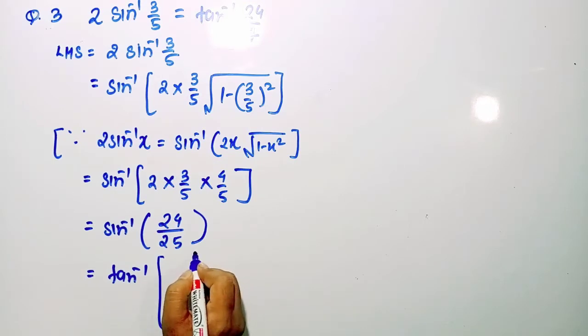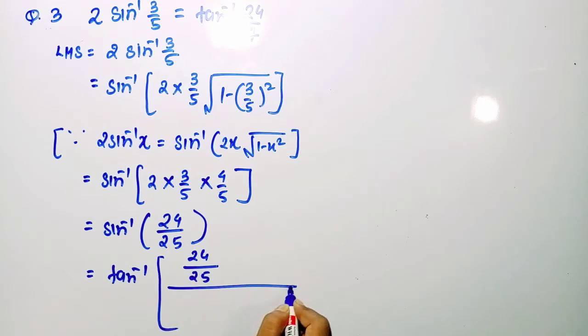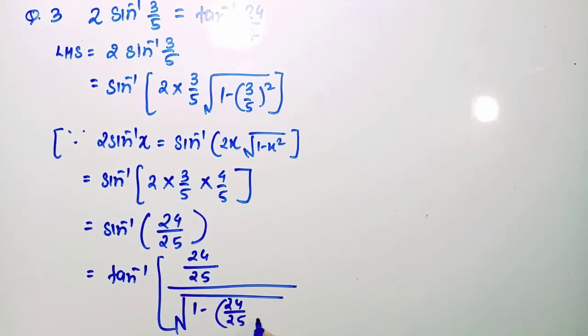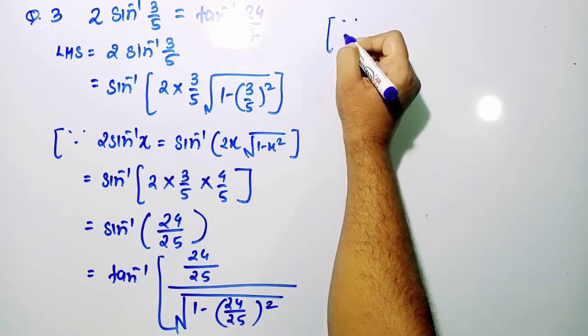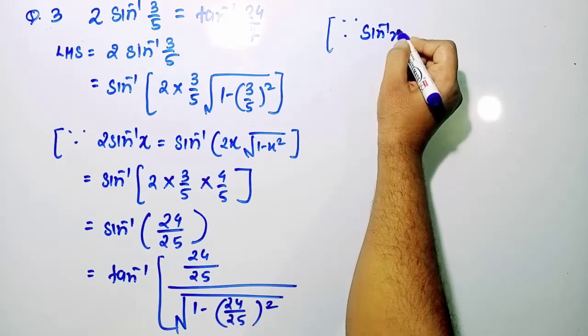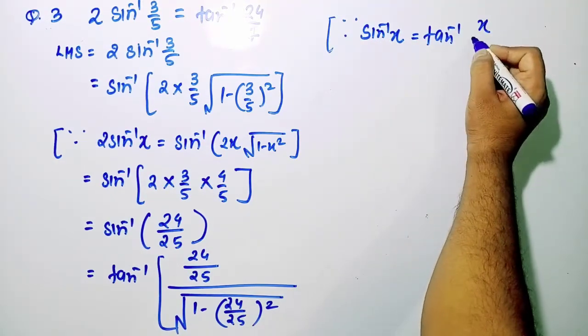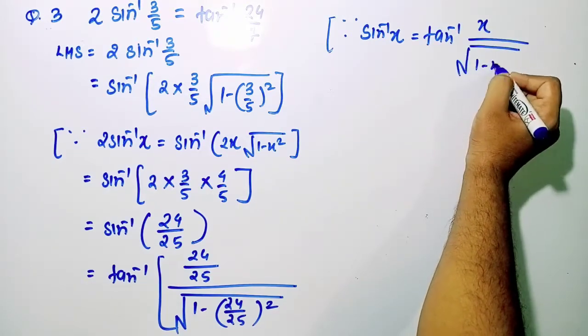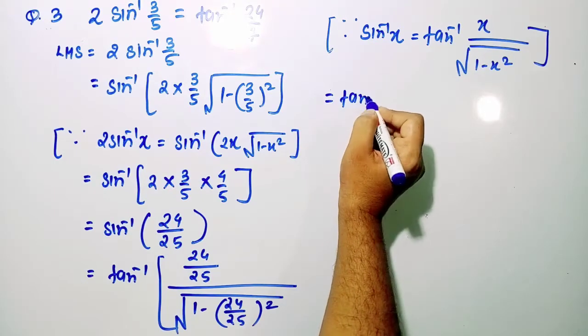Similarly, we can write these things in the form of tan. So sine can be converted into tan: sine inverse x is equal to tan inverse x upon square root of 1 minus x square. So in place of x we will write 24 by 25. So we are getting tan inverse 24 by 25 divided by square root of 1 minus 24 by 25 whole square, because we know that sine inverse x is equal to tan inverse x upon square root of 1 minus x square.